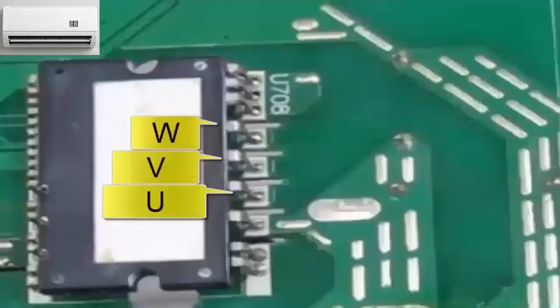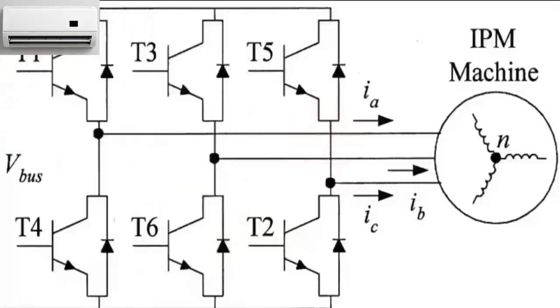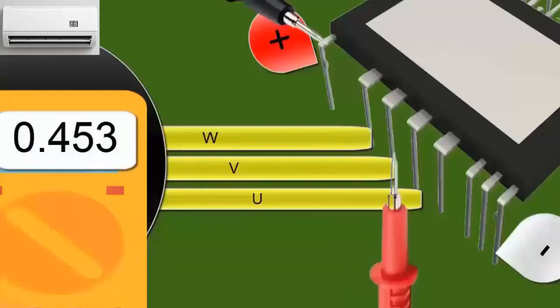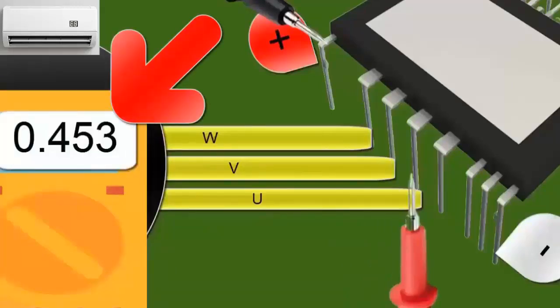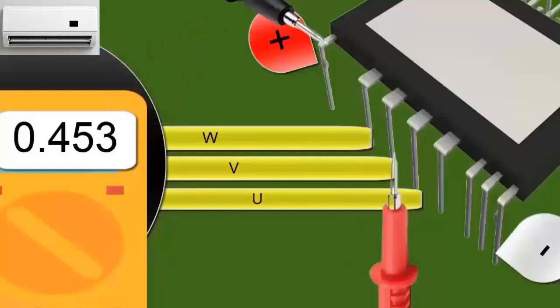The IPM contains 6 IGBT transistors, and each one has an internal diode that can be tested externally. Procedure to test the first 3 diodes. Place the black probe of the multimeter on the positive input of the IPM. With the red probe, measure terminals U, V, and W. Each reading should show a minimum activation value close to 0.45 volts, and all readings should be nearly the same.